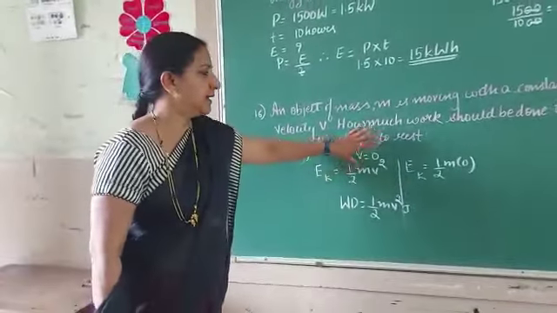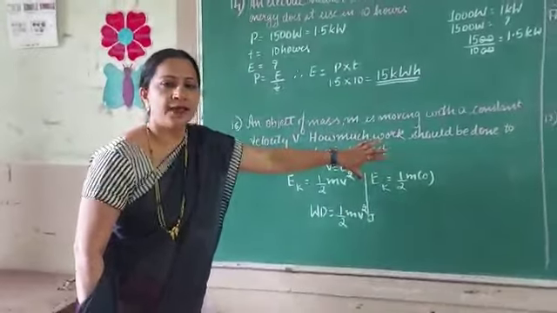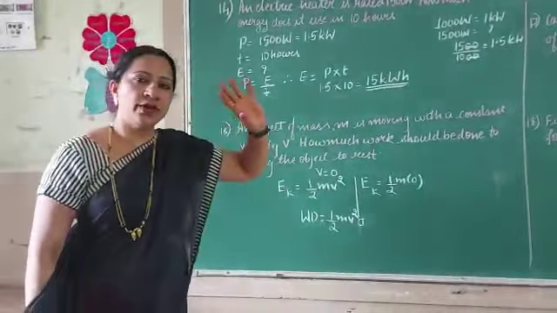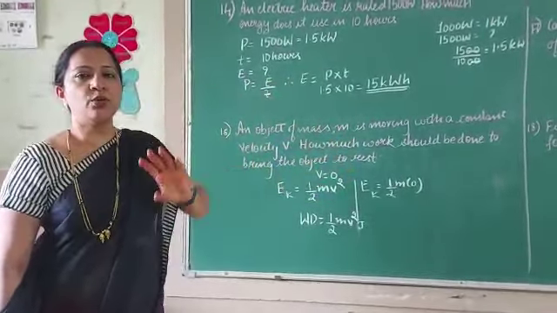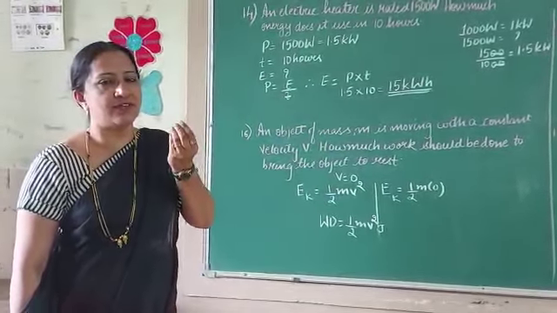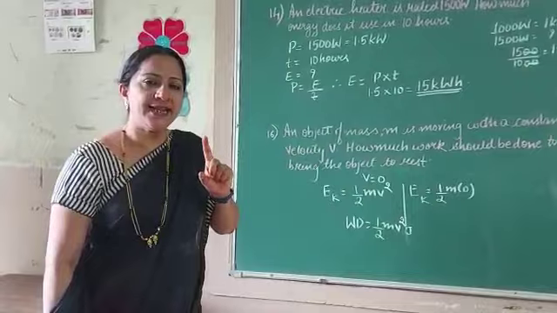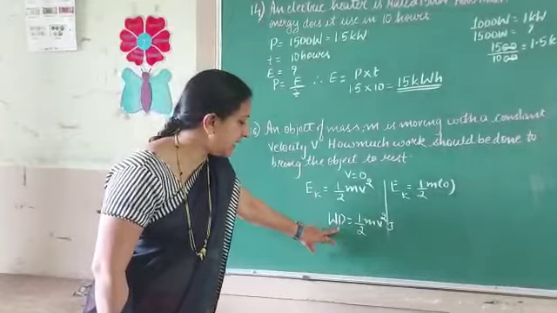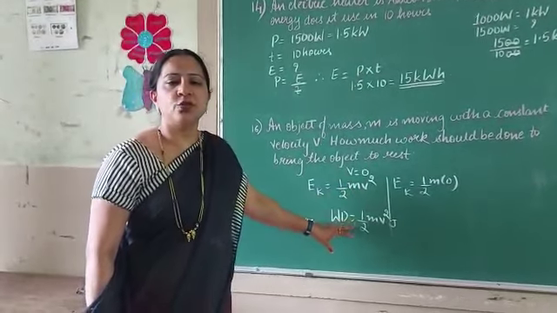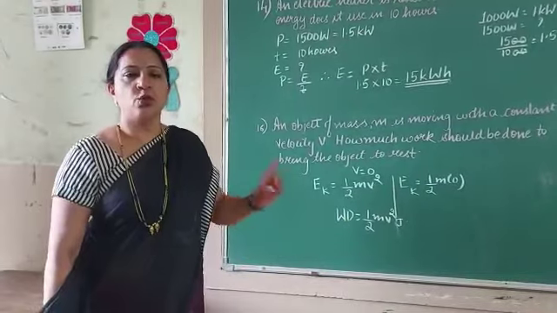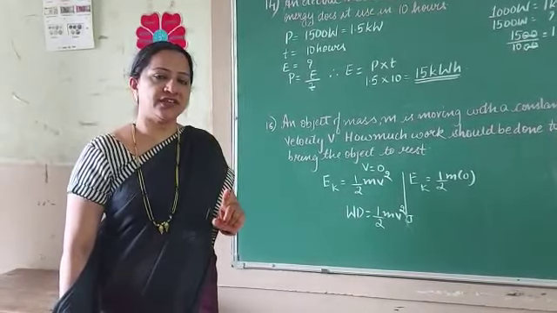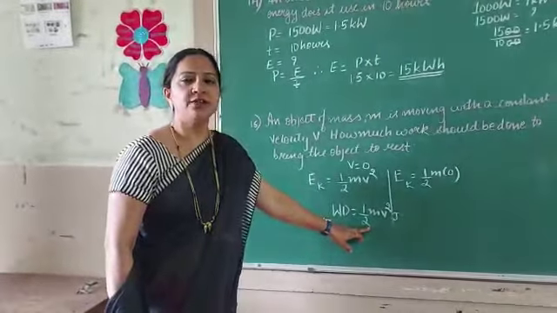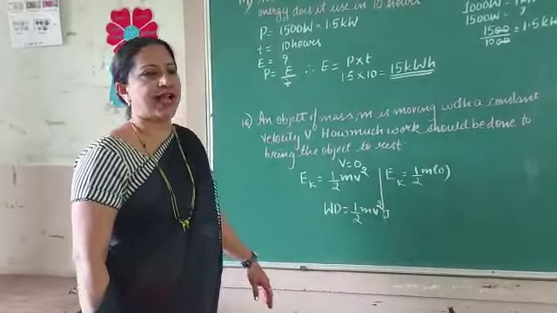Okay. See here, the work done is equal to change in kinetic energy. First it was moving with velocity v, then it will come to rest. That means when it comes to rest, its velocity will become 0. So the kinetic energy with which it is moving is half mv square. That means the same amount of work has to be done on this so that the object will come to rest. So work done is change in kinetic energy. Final kinetic energy is 0. So work done will be equal to half mv square. Okay. So much amount of work has to be done.